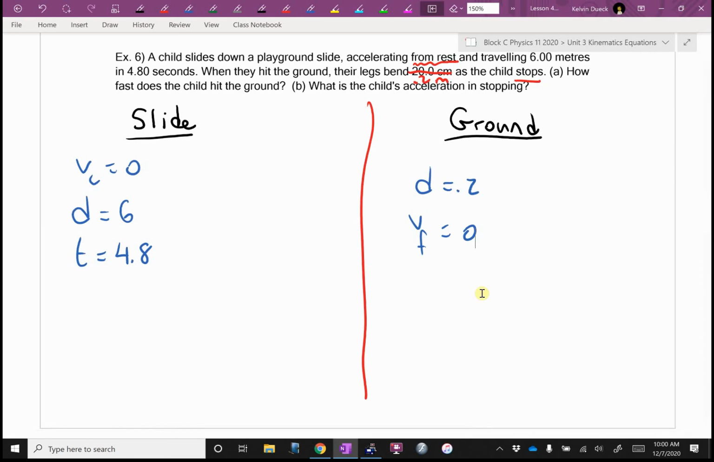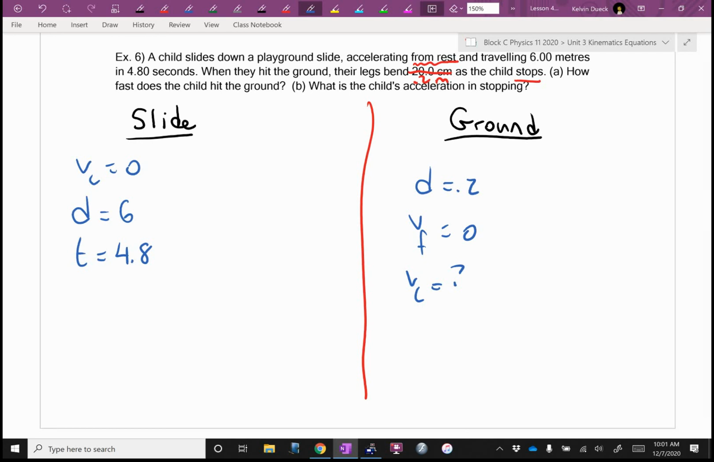What does A want me to find? How fast does the child hit the ground? So I'm over on this column. Which V is it asking me to find? I'll give you a hint. I don't think it's asking me to find VF, because what's VF? So what's it asking me to find? Got to be VI. You see how we put all that together? There's a lot of thinking going on there.